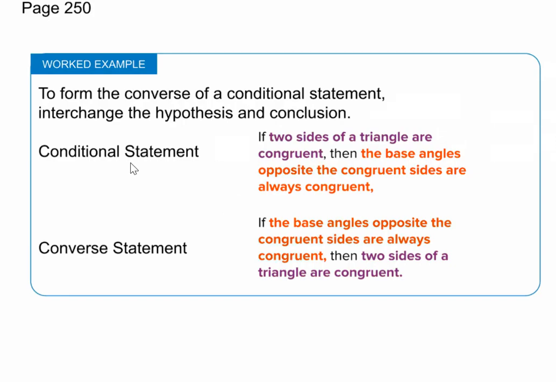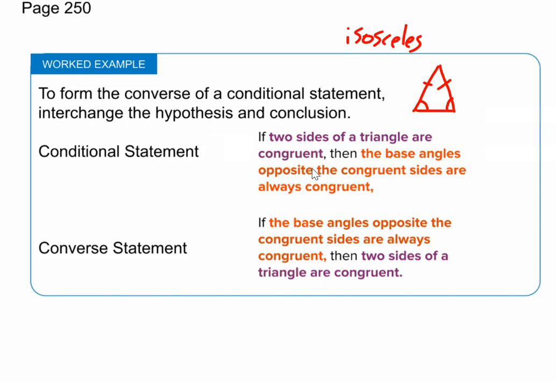Sometimes, though, the conditional statement, which is my first statement, is true. So if two sides of a triangle are congruent, then the base angles opposite those congruent sides are also congruent. So these two sides are the same, then the base angles opposite would also be the same. So this is an isosceles triangle.